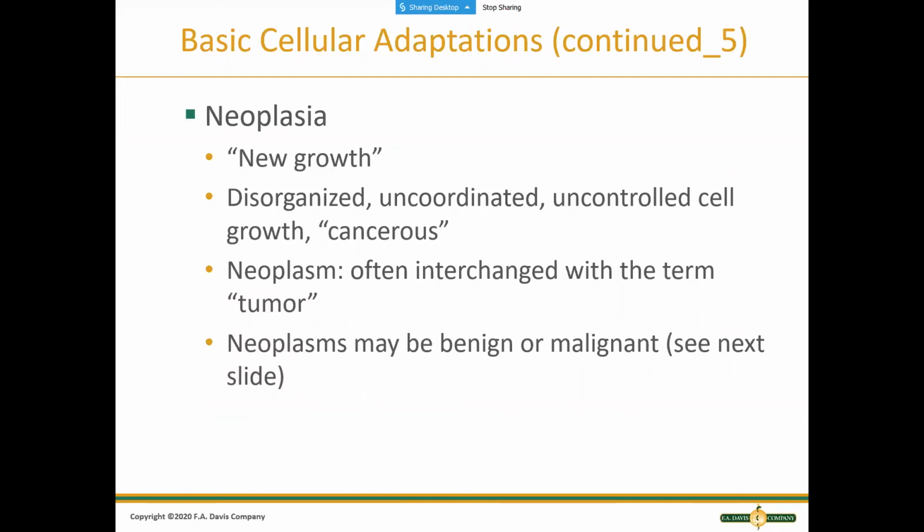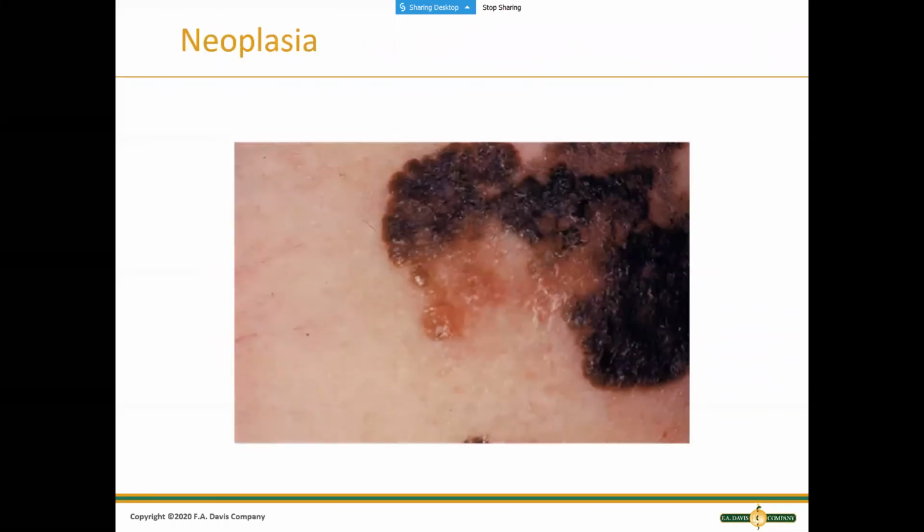Neoplasia means new growth. And so this often is referring to cancer as well. Disorganized, uncoordinated, uncontrolled cell growth, a neoplasm. We often use the word tumor. This is a picture of malignant melanoma, which is skin cancer. So if you have any spots that look like that, go get them checked out, especially if they start changing in shape and size.